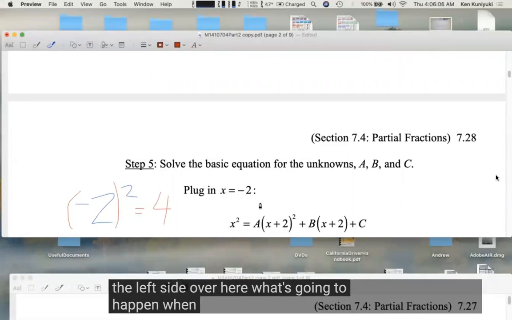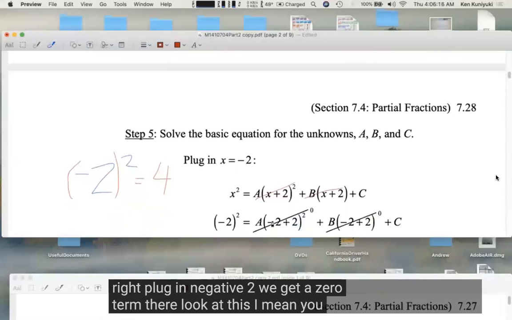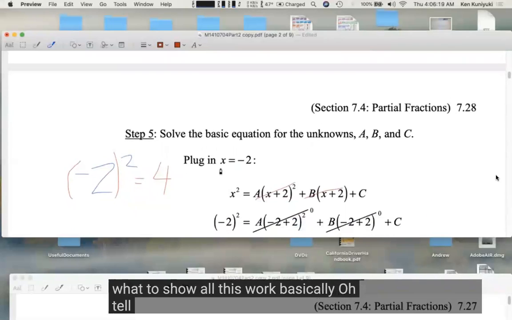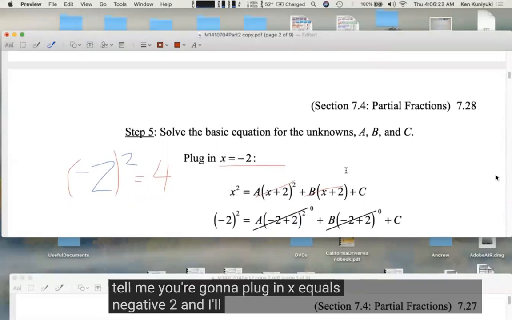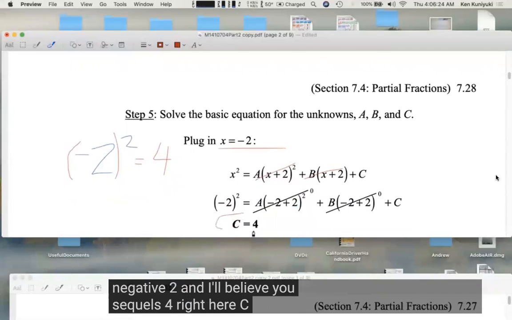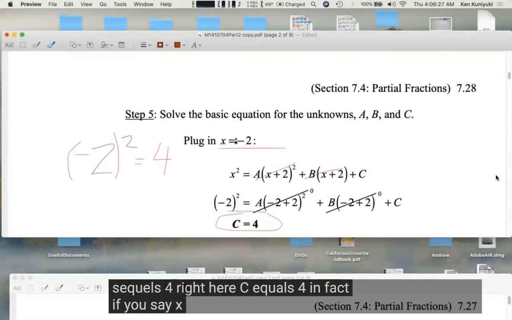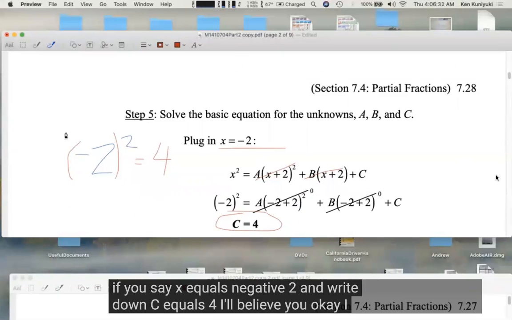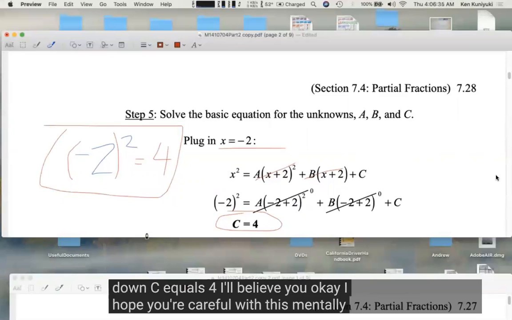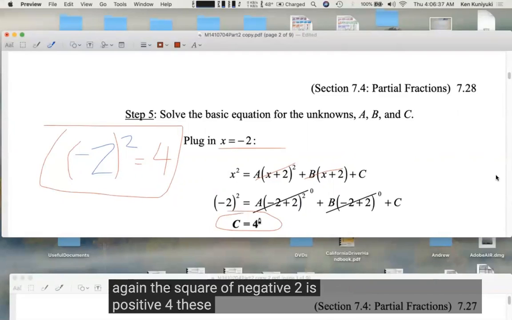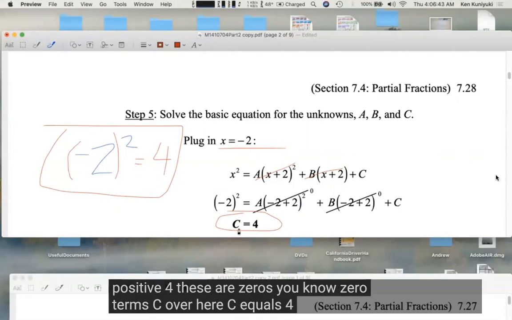Over here, what's going to happen when we plug in -2? Well, basically we get a 0 term here, right? Plug in -2, we get a 0 term there. You don't have to show all this work. Basically, tell me you're going to plug in X equals -2, and I'll believe you. C equals 4, right here. In fact, if you say X equals -2 and write down C equals 4, I'll believe you. I hope you're careful with this mentally. Again, the square of -2 is +4. These are 0 terms. C over here. C equals 4.